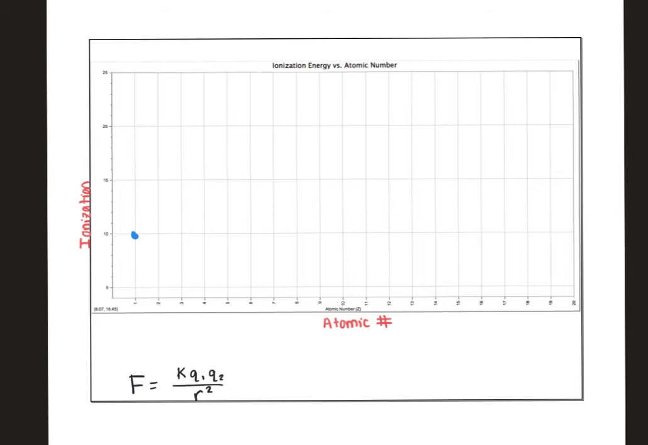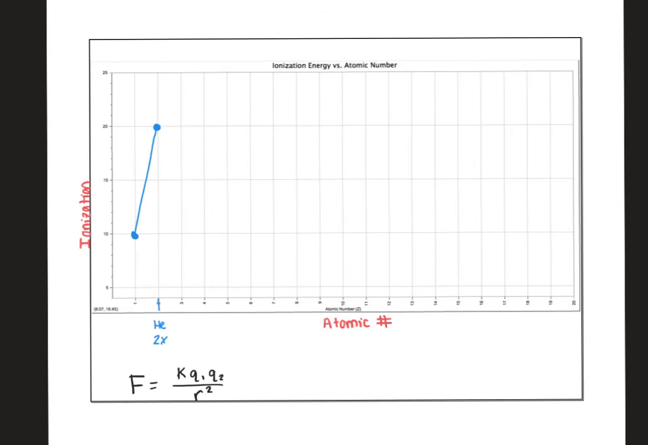Now, when I go to helium, my Zeff is going to double on top because I have a Zeff of 1 for hydrogen. Helium has a Zeff of 2. The distance, the bottom, is going to be the same because both of those are in the 1s sublevel. So if the bottom of my equation for Coulomb's law stays the same and my top doubles, I'm going to be up double what we started at. Try to make that as straight as possible.